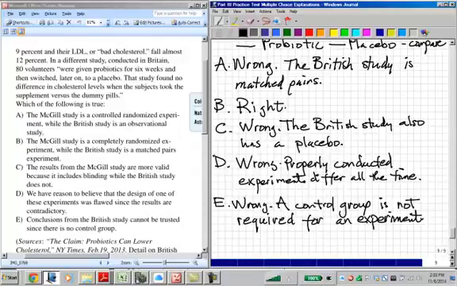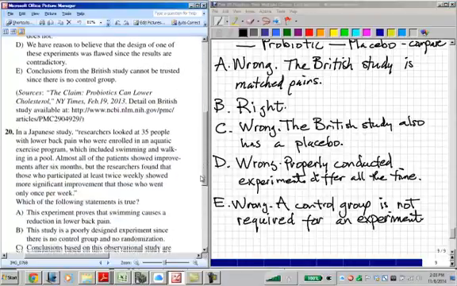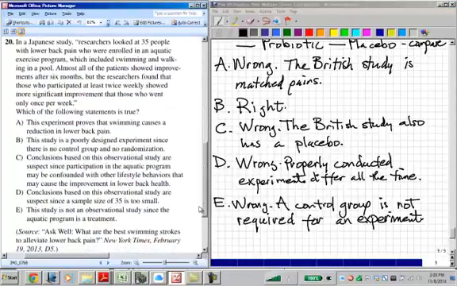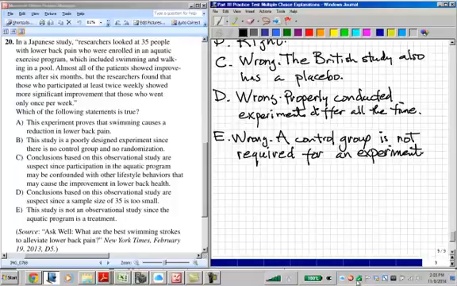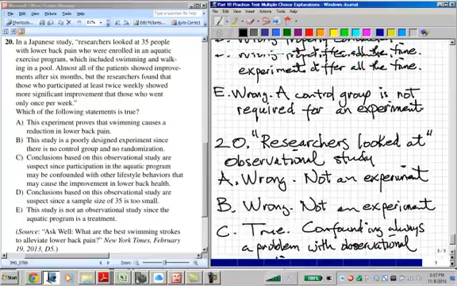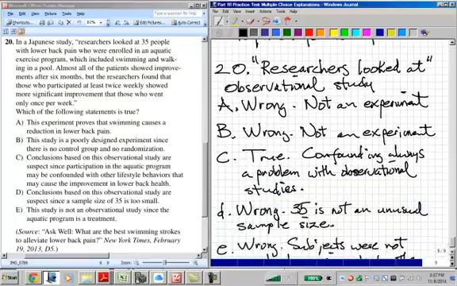All right. I think we got one more. 20. Okay, here's 20. I forgot to do 20, so I just had to do it.